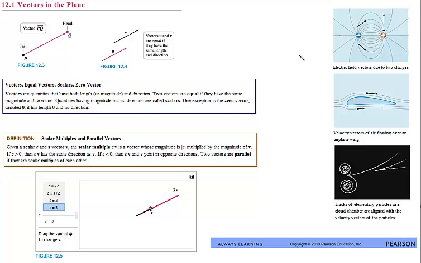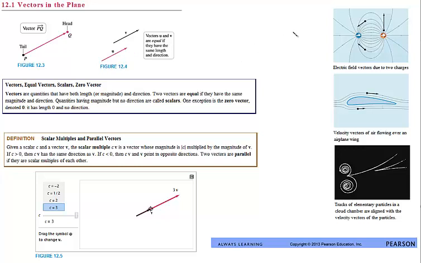We're going to begin with Chapter 12, talking about vectors. We're just going to start at ground zero, explaining what a vector is. A vector is something with both magnitude and direction, meaning it has a length and it is going in some sort of direction, whether that be north, south, northeast, might have an angle associated with it.